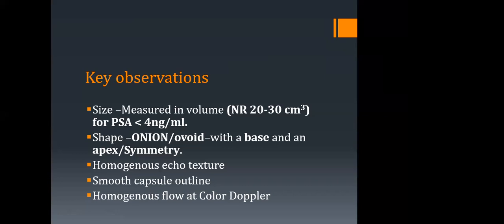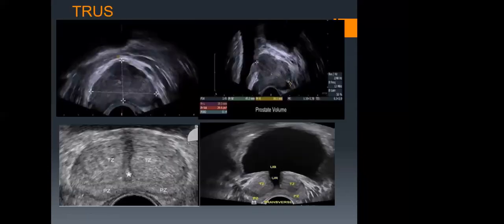And then we look at the capsule. The capsule is very important to look at. We are going to see that in circumstances of malignancy, the capsule is tampered with. And once it is tampered with, it has a significance, it is trying to tell you something. And then last but not least, we have to look at the color flow within the prostate or the prostatic parenchyma. So let's start with transrectal.